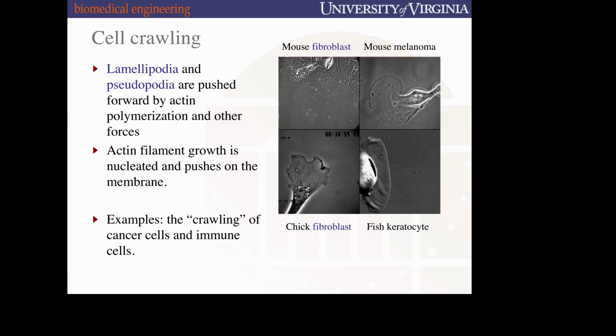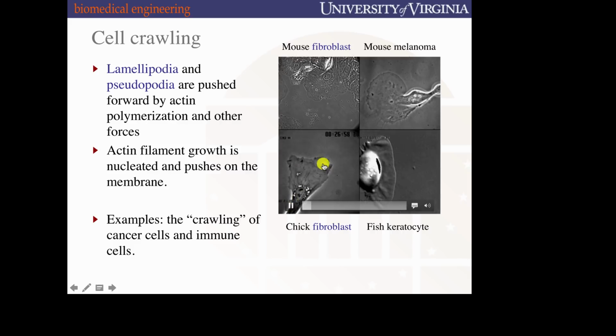Lamellipodia are these lamellar shaped feet, quote-unquote feet, that are pushed forward by actin polymerization and other forces, usually during the process of cell invasion. And in this case, these structures are created through actin filament growth, which is being nucleated and occurring at the leading edge of the cell. So we talked about this concept of a Brownian wrench.